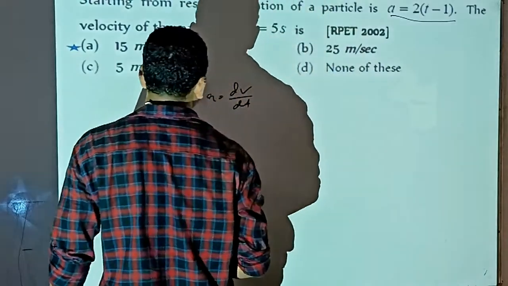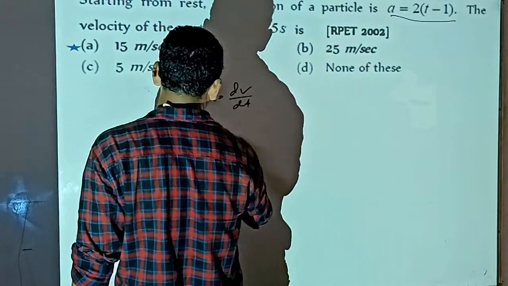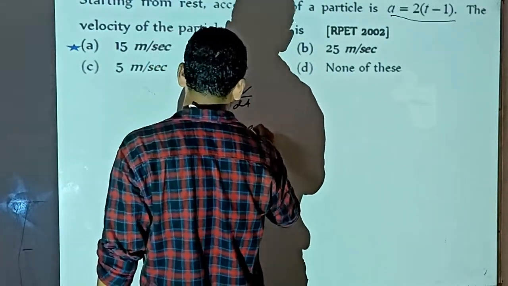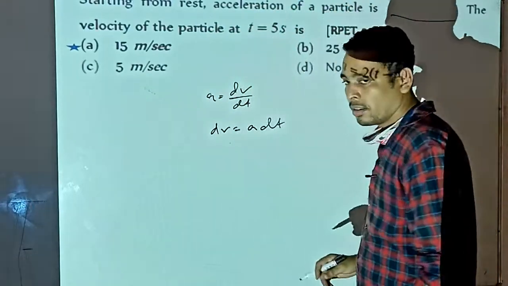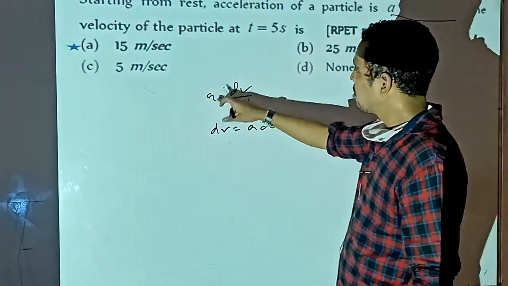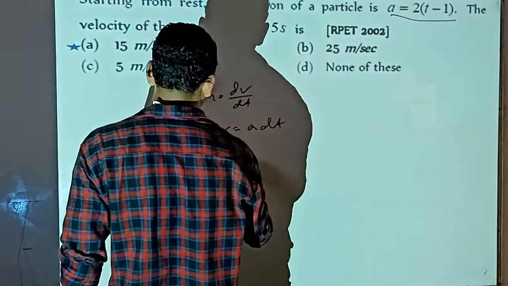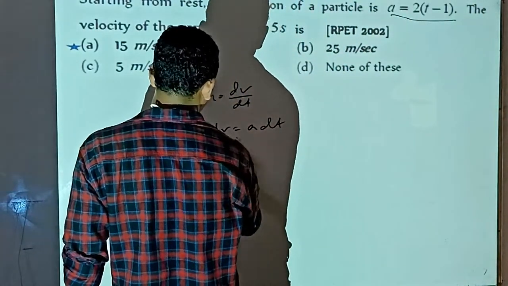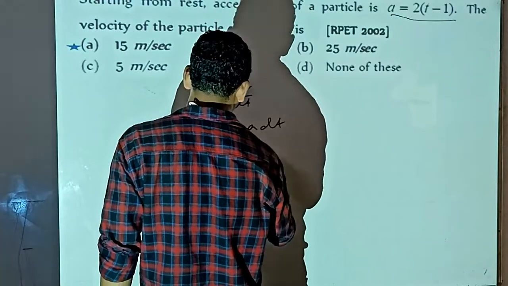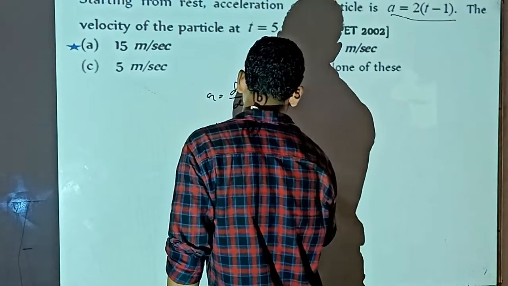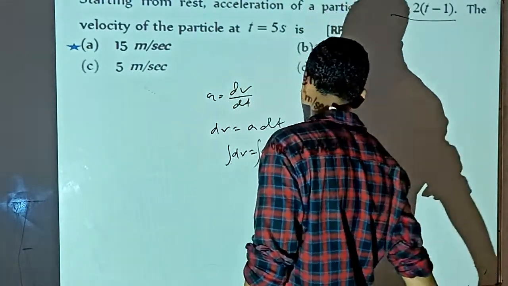So dv by dt is equal to a. You can write dv is equal to a into dt. Either you write a is equal to dv by dt, or you write dv is equal to a dt. If we take the integration on both sides, that will be the integral of dv is equal to the integral of a into dt.